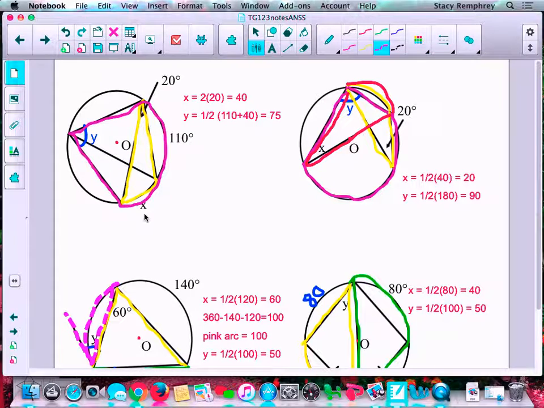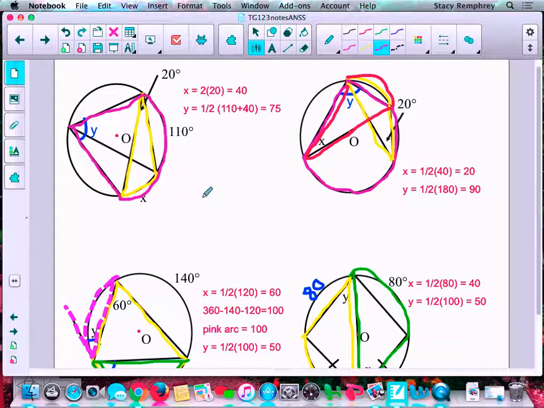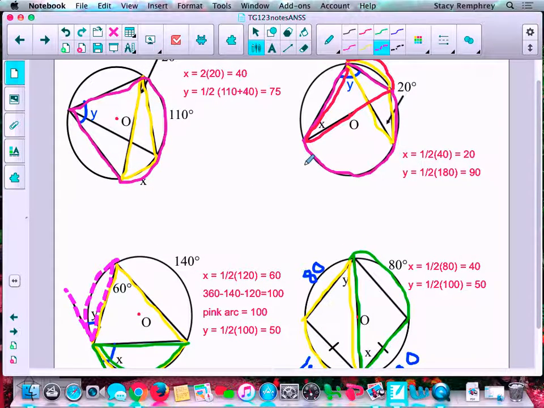Okay, Y, I just found X was 40. So this intercepted arc is 110 plus 40, and then to find the angle, I take half of that. So I got 75. In the next one, again, this angle is 20.